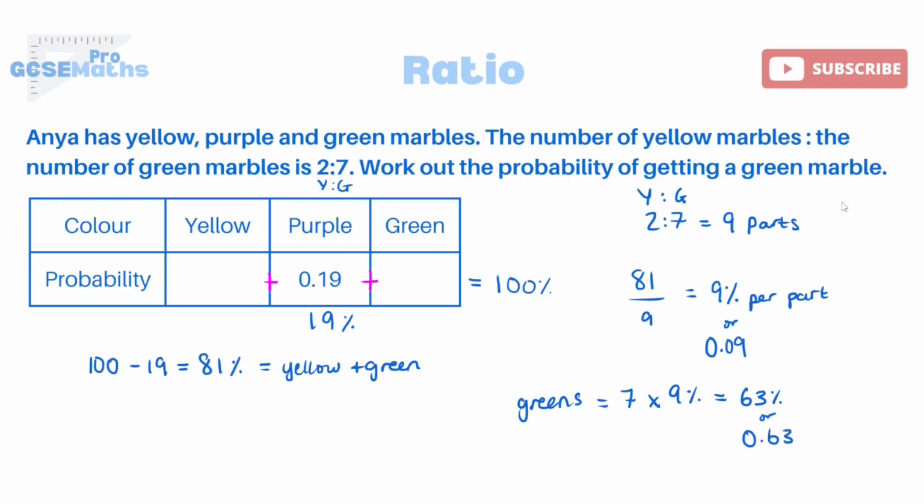Okay, so work out the probability of getting a green marble. Well, that's your answer, either 63% or 0.63. They've given theirs in decimals, so I would probably be more inclined to leave it as a decimal at the end. And if you wanted to know, the yellow would be 2 times 9, which is 18, or 0.18. So it could be in a different format, and it could also be mixed with different topics, but the logic there, the gist, is still the same.